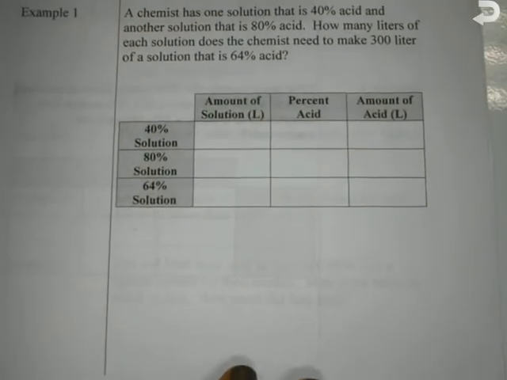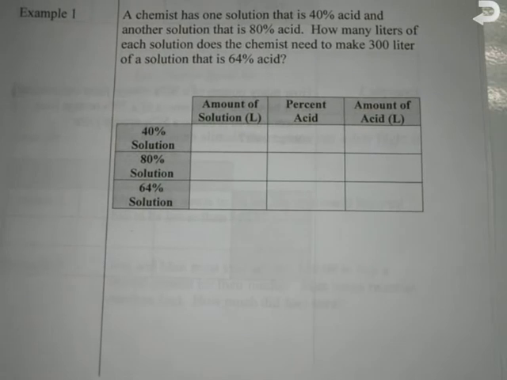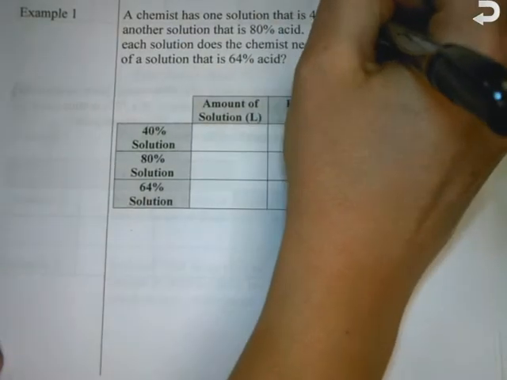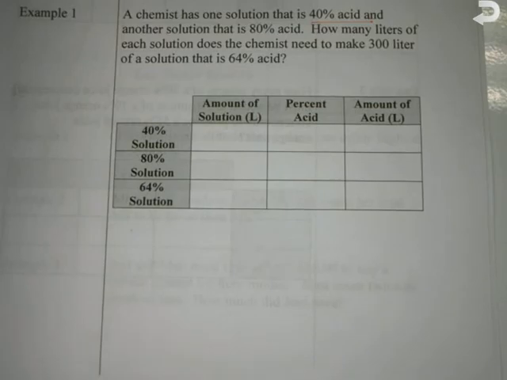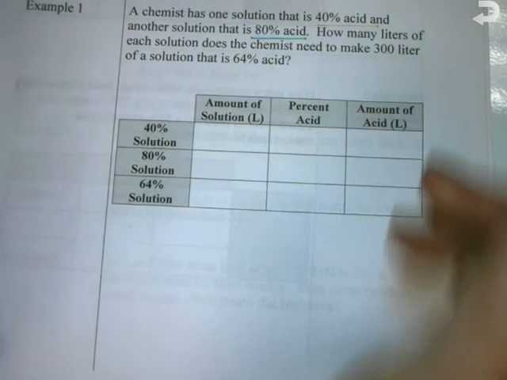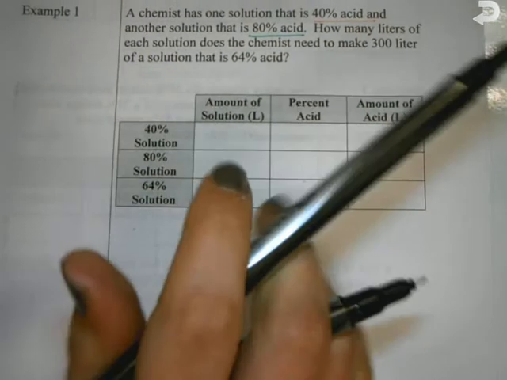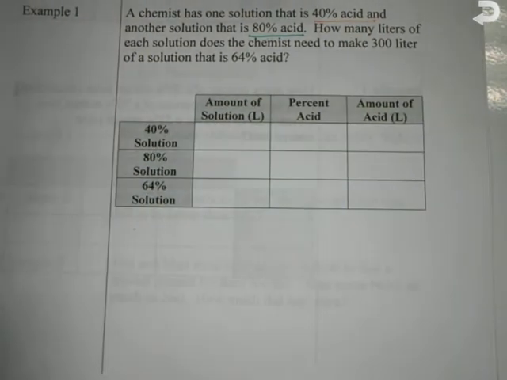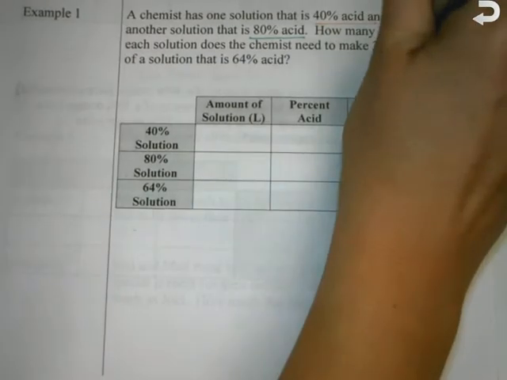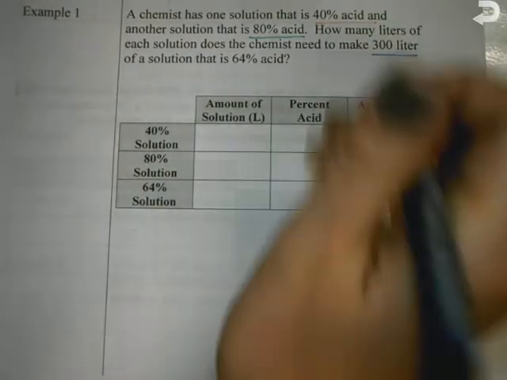Example 1, a chemist has one solution that is 40% acid, so one solution is 40% acid, and another solution that is 80% acid. So everything for 40% I'm going to do in orange, everything for the 80% I'm going to do in green. How many liters of each solution does the chemist need to make 300 liters of a solution that is 64% acid?